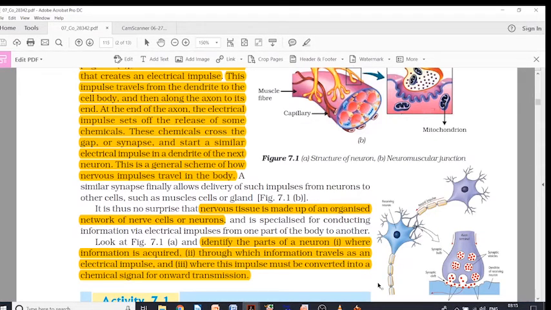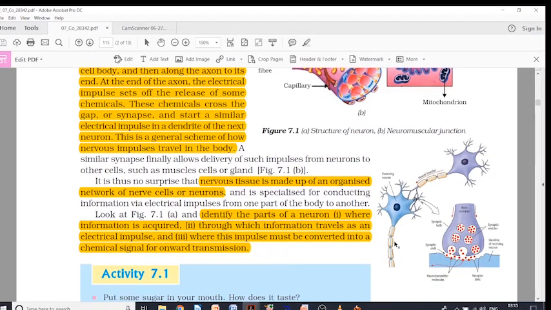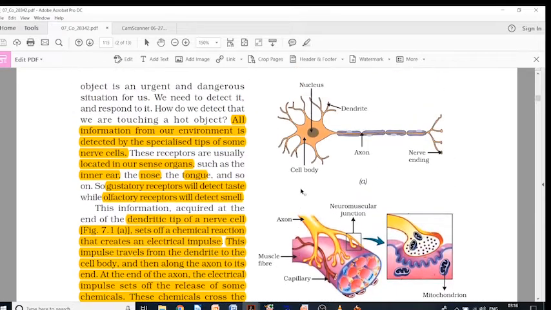So next, what is written is the nervous tissue. The nervous tissue will be a collection of this type of nerve cell. Here it is asked: identify the parts of a neuron where information is acquired. The information will be acquired at the dendritic portion of the nerve cell, right?